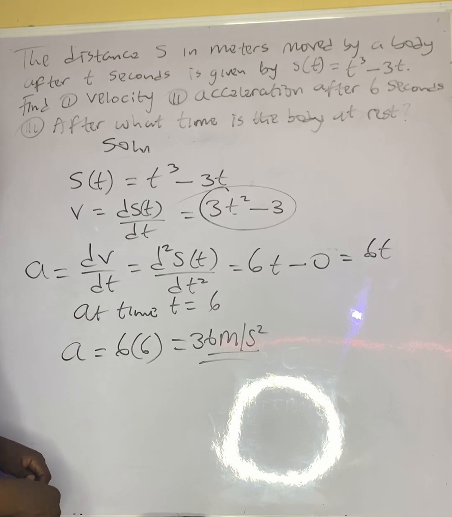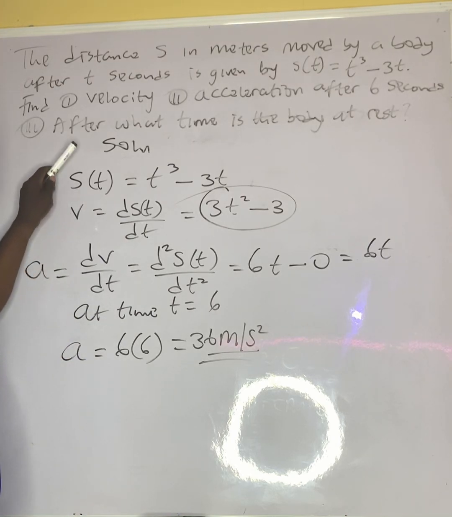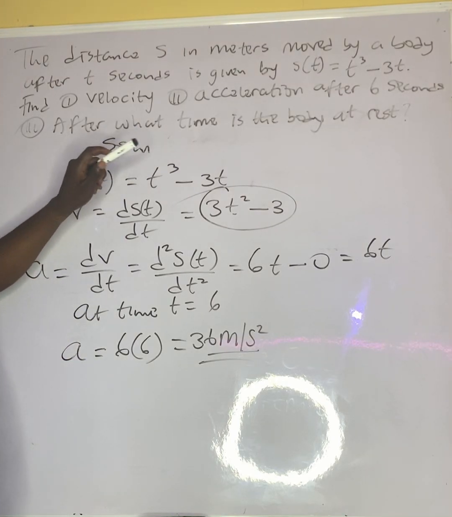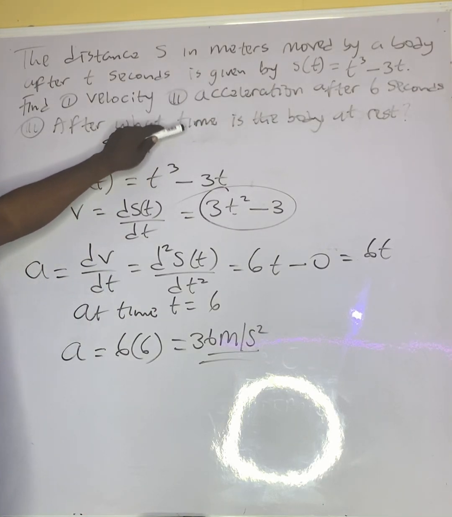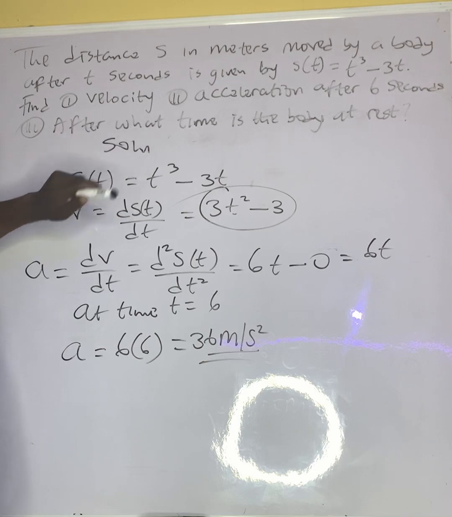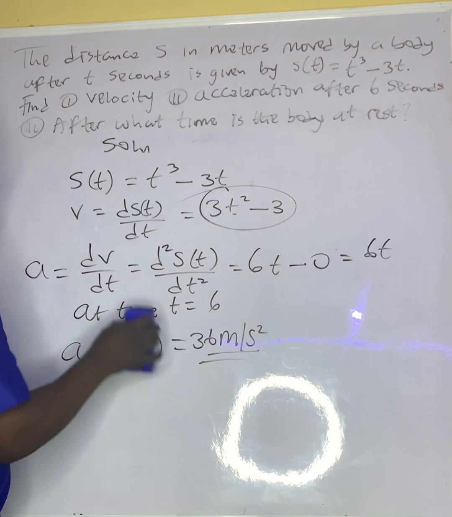36 meters per second squared. Now going to the last question. After what time is the body at rest? So the question says, after what time is the body at rest? So that's the third question.